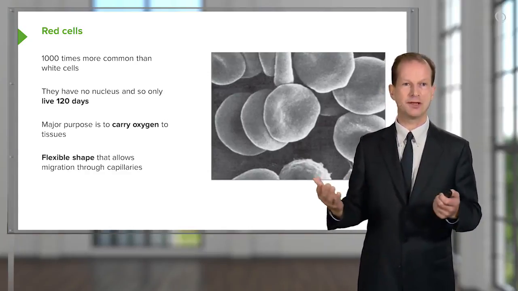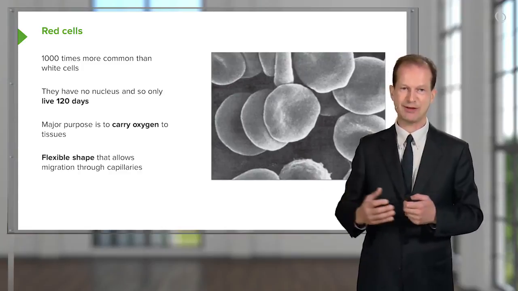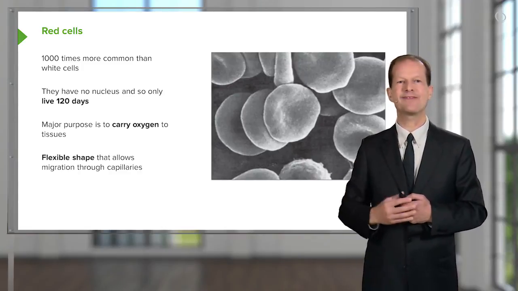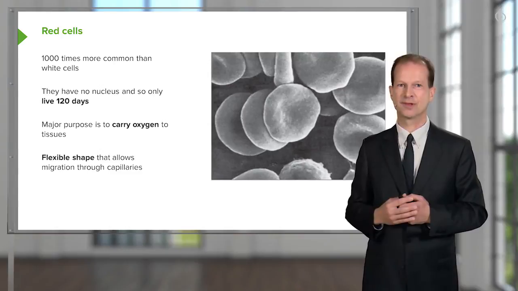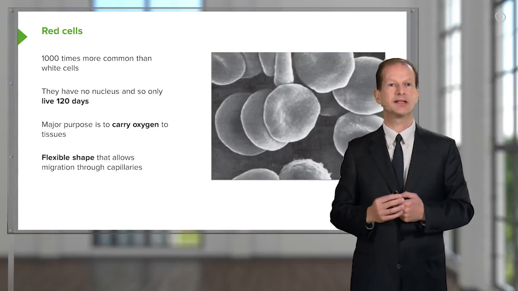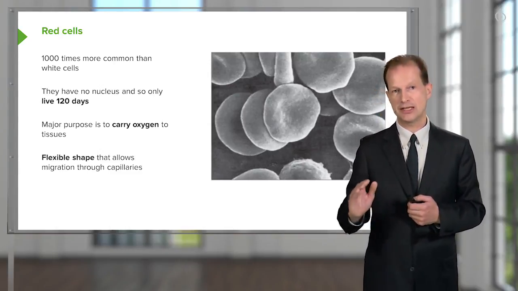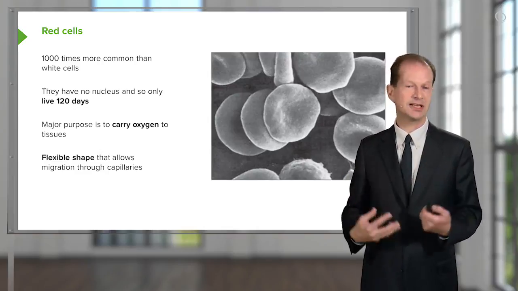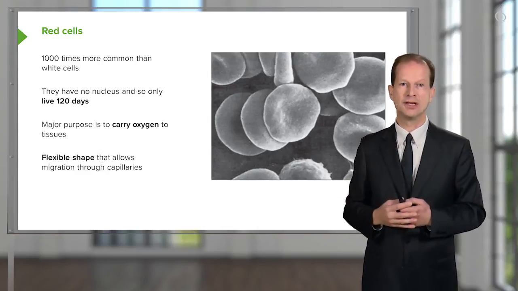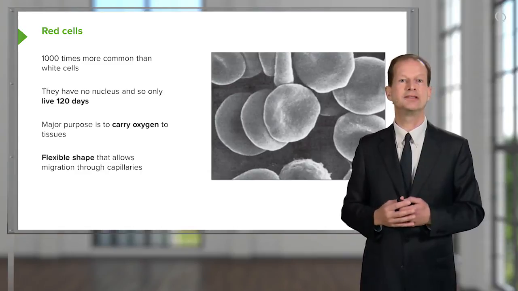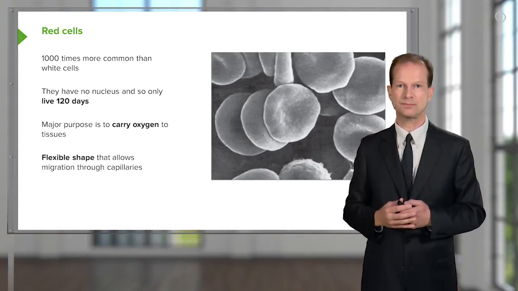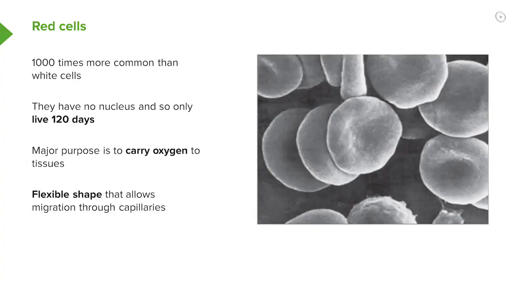A fact beloved of many medical students for reasons that I've never quite understood, but there's something very memorable about that. The major purpose of red cells is to carry oxygen deep into our tissues. In fact, the vascular system may well have evolved to provide oxygenation deep into tissues. And as you'll see from their shape, they're very flexible. And that allows the red cells to migrate through capillaries in very small areas and deep into tissues.